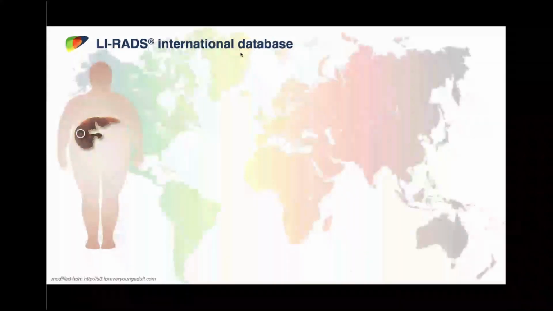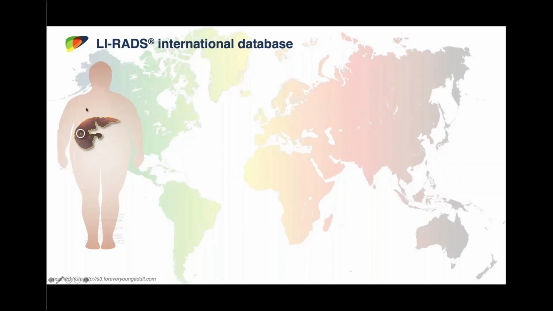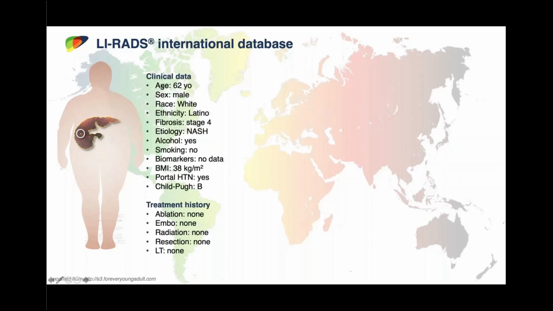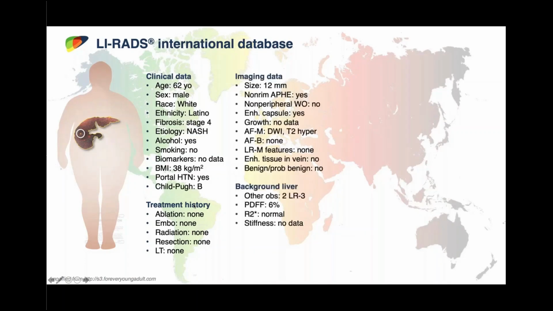And imagine the following situation. I, as a radiologist, have a patient, and I see a small observation in the liver. I plug in some data. I plug in some clinical data. I plug in the treatment history. I then plug in some imaging data. And whether I'm using LI-RADS or not, I'm using the LI-RADS lexicon. So I measure the observation, and I say that this observation has non-rim APHE. It does not have washout. It does have an enhancing capsule, et cetera. Maybe I have information on the background liver, or maybe I don't.